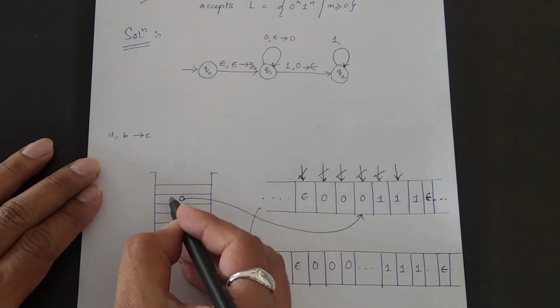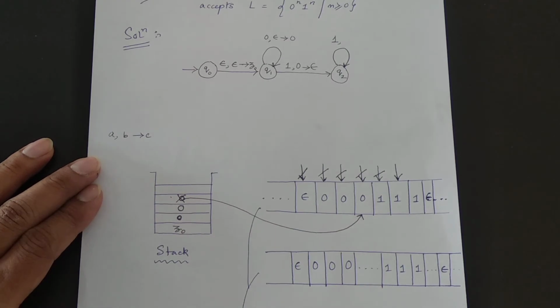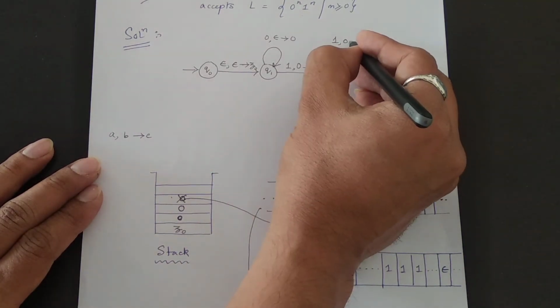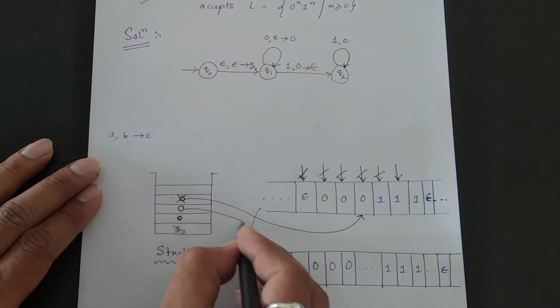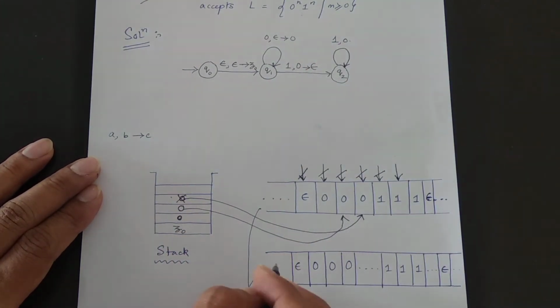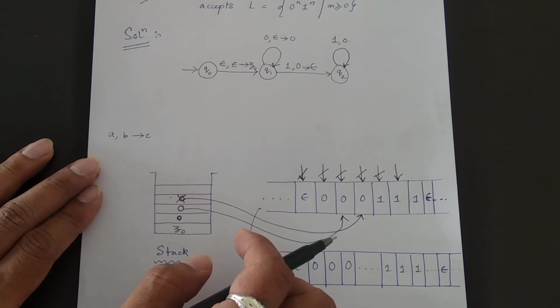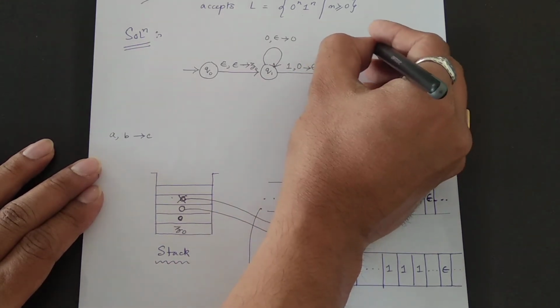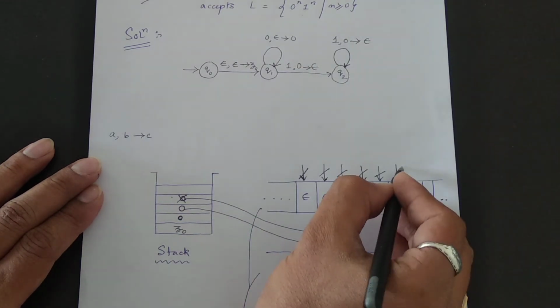Now this 0 has gone. Next, what is the top of the stack? Again 0 is the top of the stack. What is to be popped? 0 is to be popped. So 0 has been popped to its original position. That means the read has been done. And then what is to be pushed? Nothing to be pushed. Clear? So this one is also done.